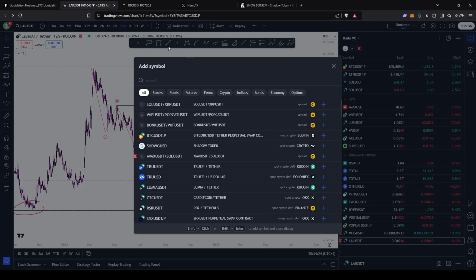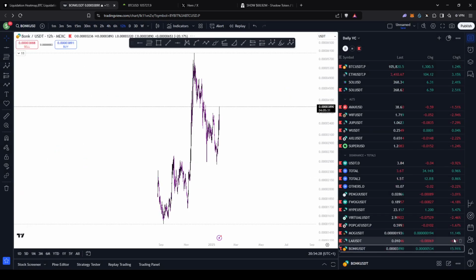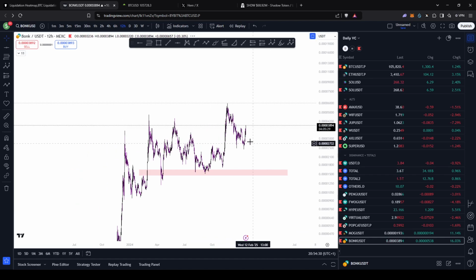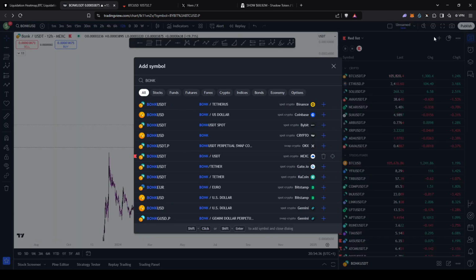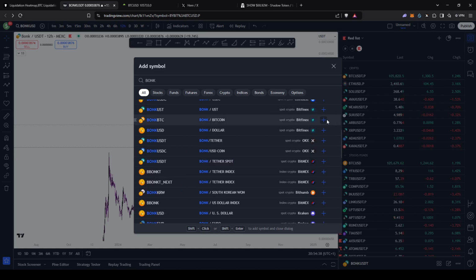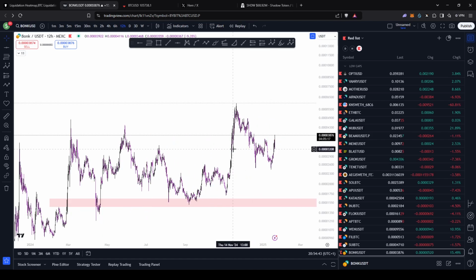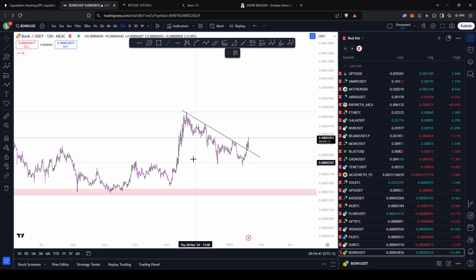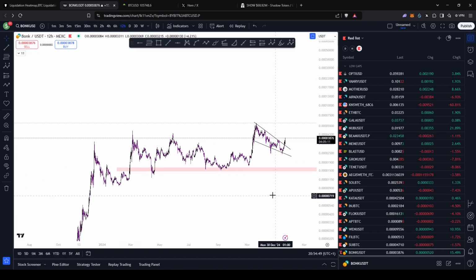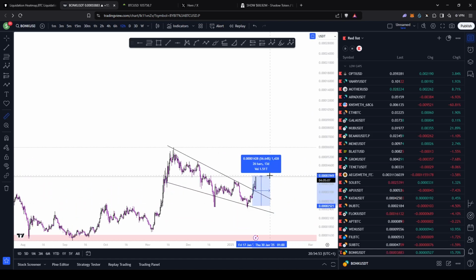Let's have a look at Bonk. Sure, I have some old structure on this. Actually, I don't. Wait, I think I do. Maybe I cleared it. Oh yeah, I mean, Bonk very bullish. Very bullish. I still hold the Bonk bag. I do have a WIF bag also. With Solana pumping, Bonk has been absolutely performing.